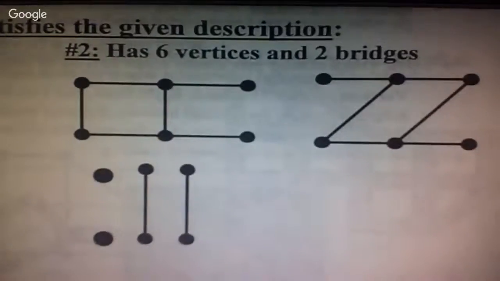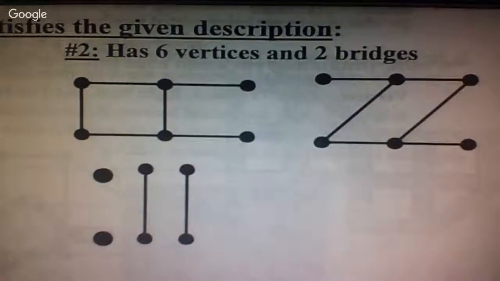All 3 of these graphs have 2 bridges. It doesn't say whether it has to be connected or disconnected. So this one on the left is a connected graph with 2 bridges. Here's bridge 1, here's bridge 2. This one here is also a connected graph with 2 bridges. Here's bridge 1, here's bridge 2. This one down here is a disconnected graph with 2 bridges.